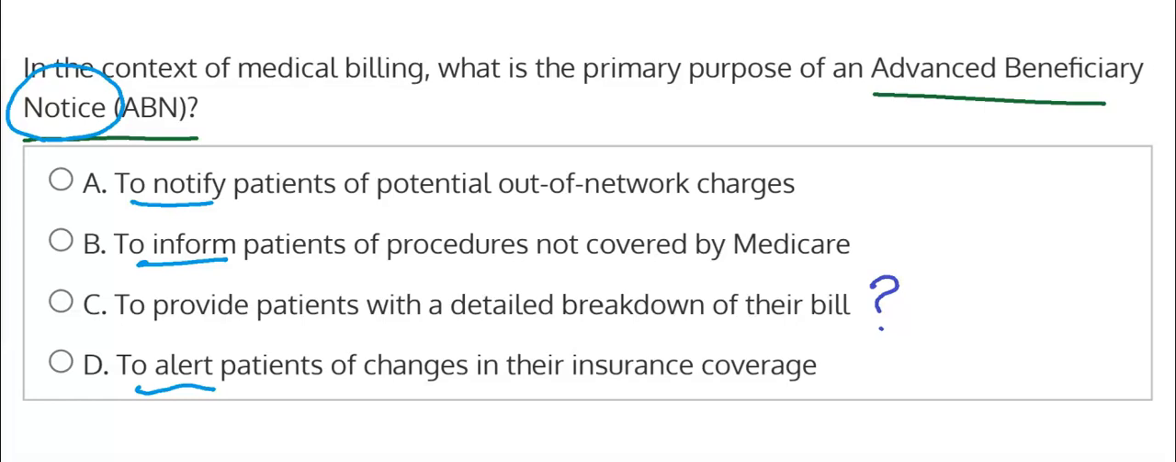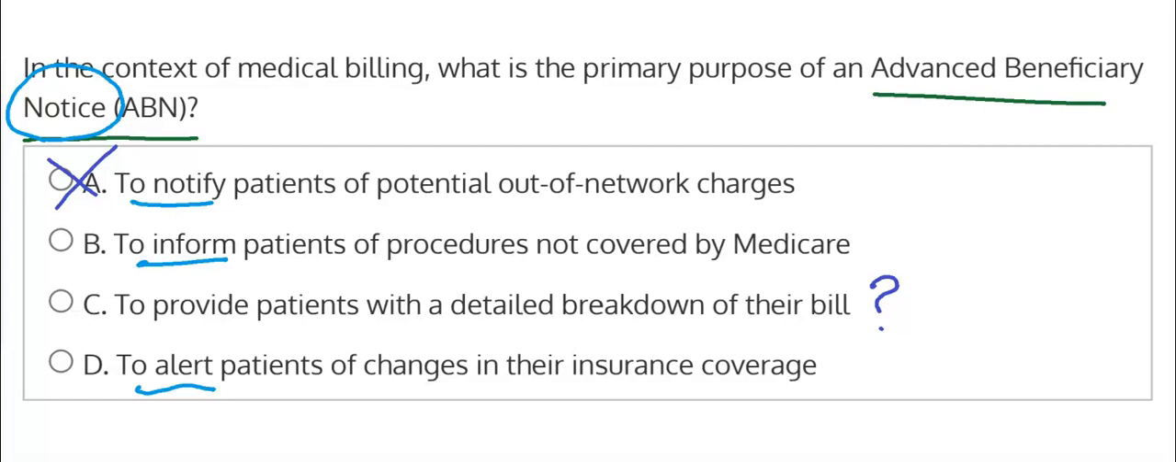So option A says to provide patients with potential out-of-network charges. And that sounds like it could be right, but that's actually not what an advanced beneficiary notice is, and we'll discuss that once we get to the correct option. So eliminate option A. Option B is to inform patients of procedures not covered by Medicare.